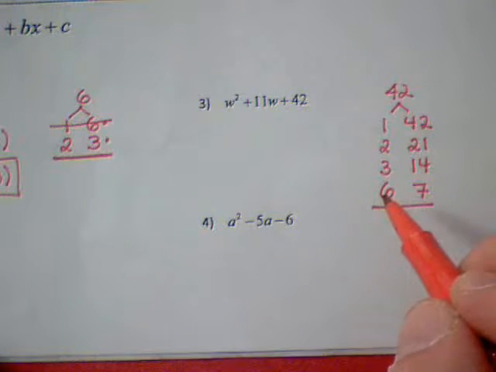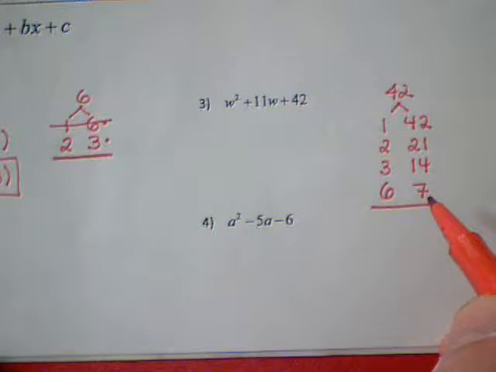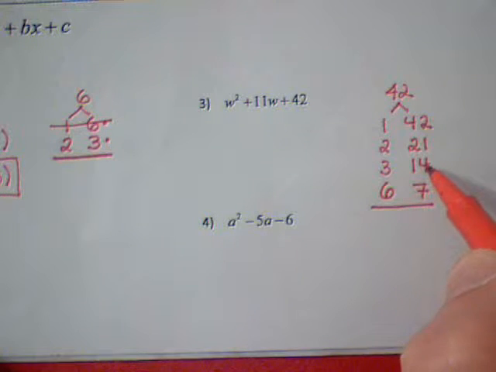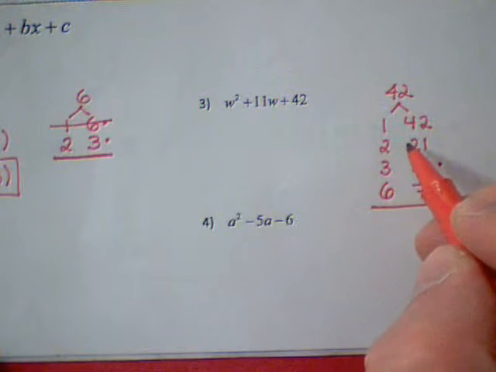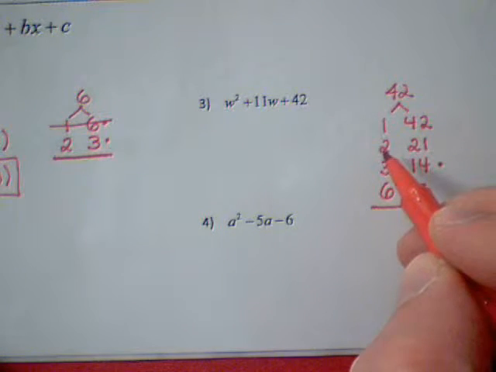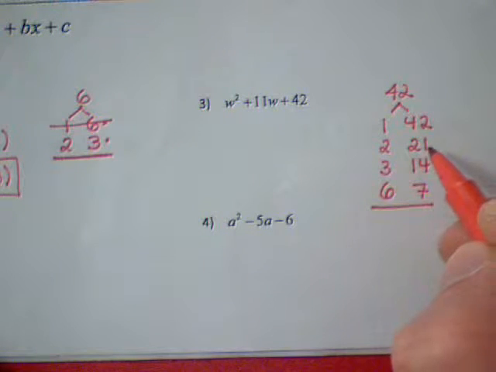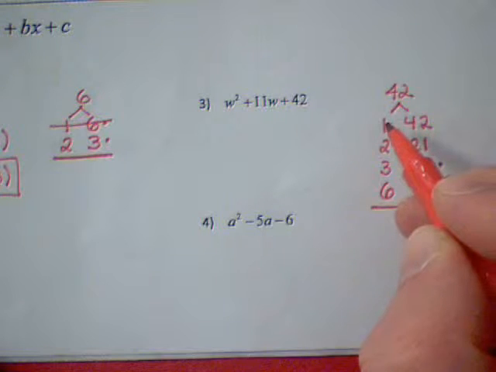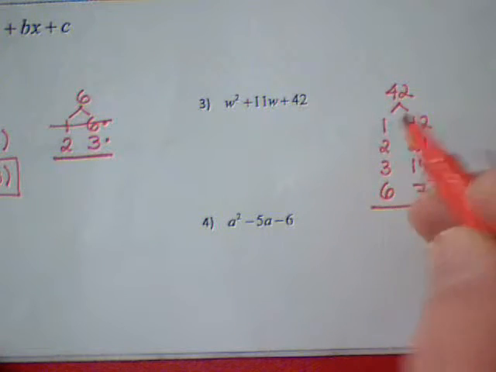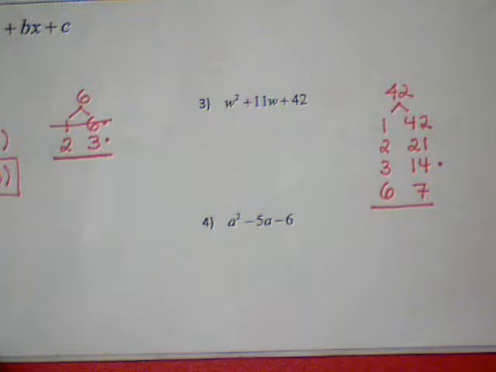Well, if I look at it, 6 plus 7 is 13. 7 minus 6 is 1. That doesn't work. 3 plus 14 is 17. 14 minus 3 is 11. That works. 21 plus 2 is 23. 21 minus 2 is 19. That doesn't work. 42 plus 1 is 43. 42 minus 1 is 41. That doesn't work. So the only one that works is 3 and 14.